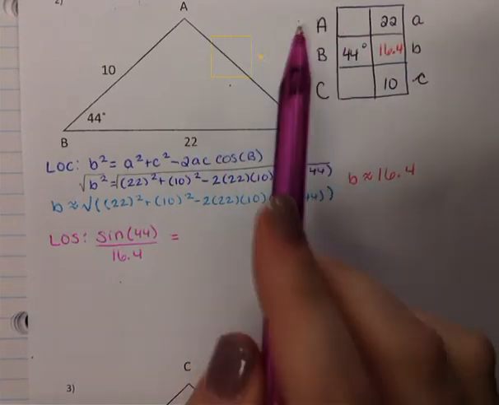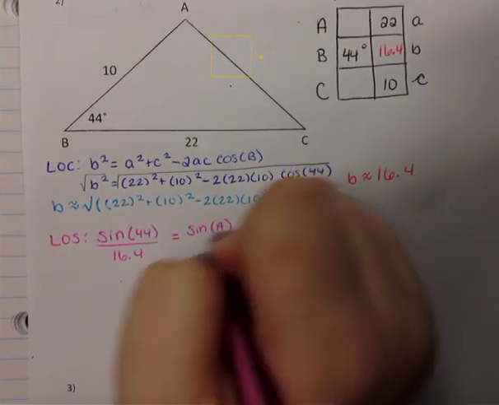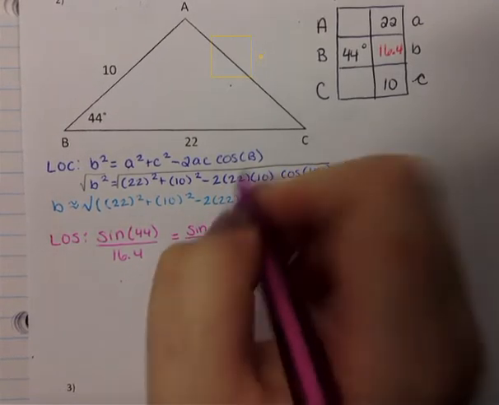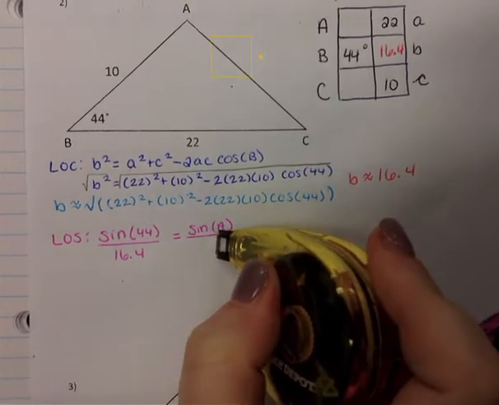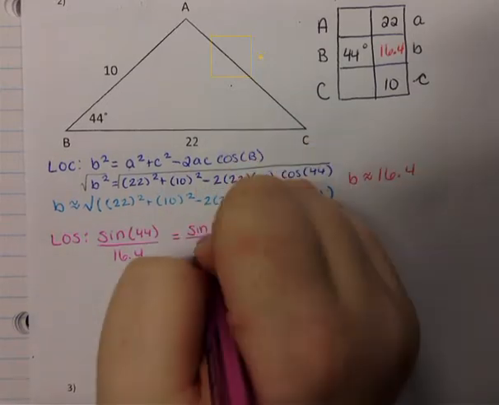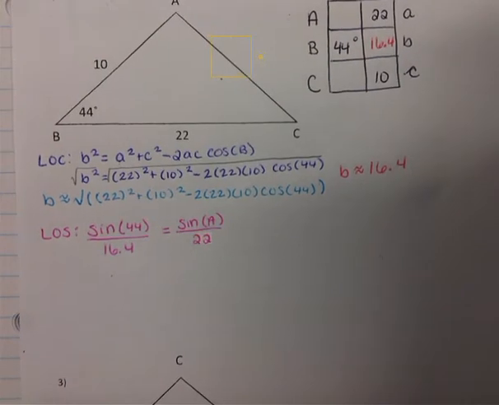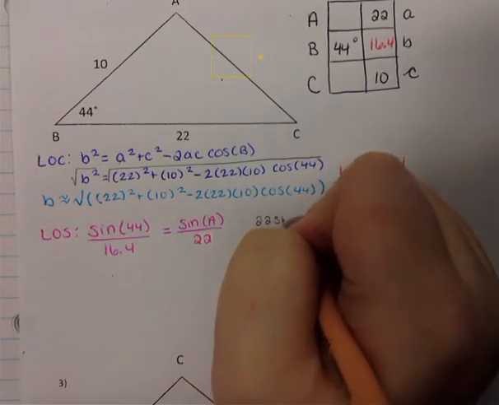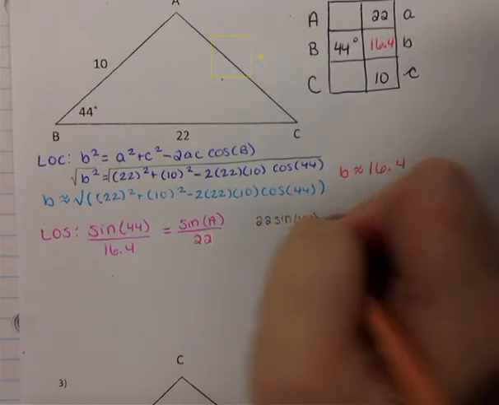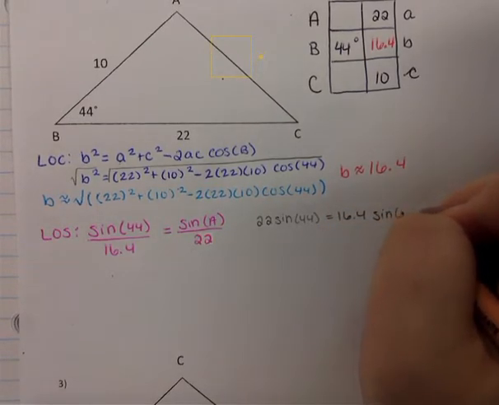So let's go ahead and solve for sine of big A, because we don't have that, over little a, which is 22. So again, I'm going to cross multiply. I'm going to have 22 sine of 44 is equal to 16 and 4/10 sine of A.